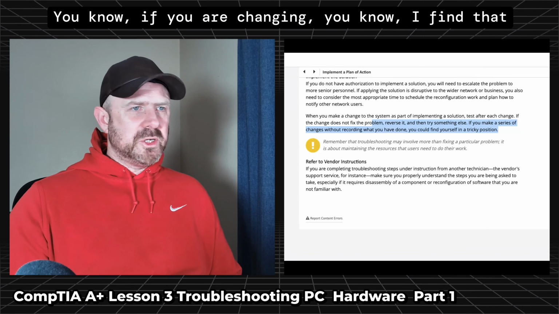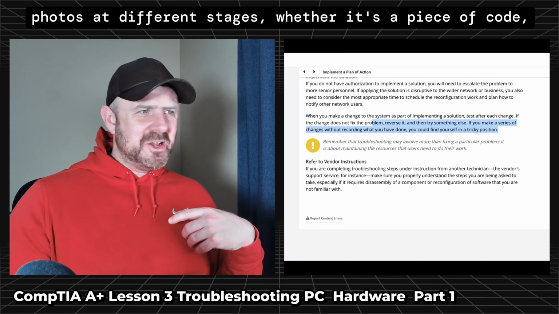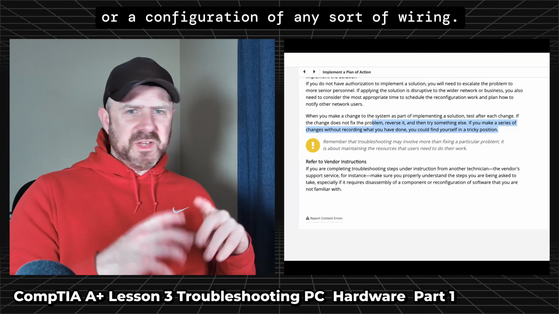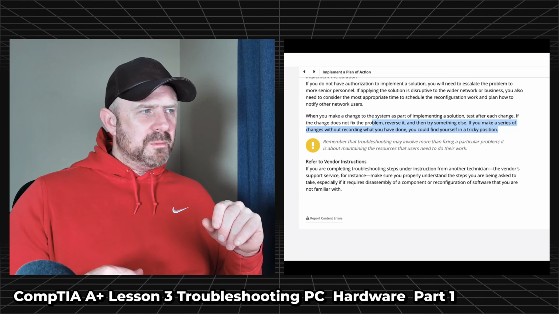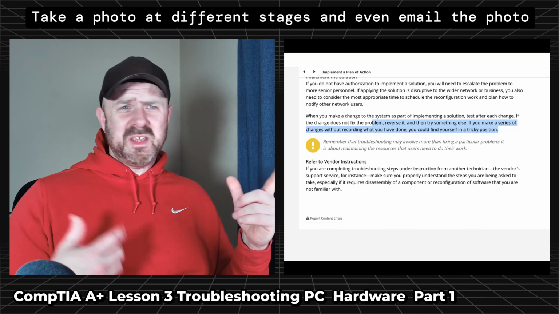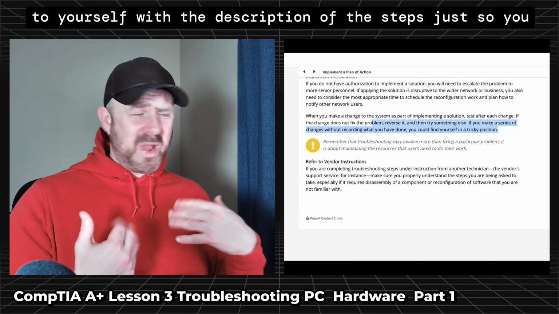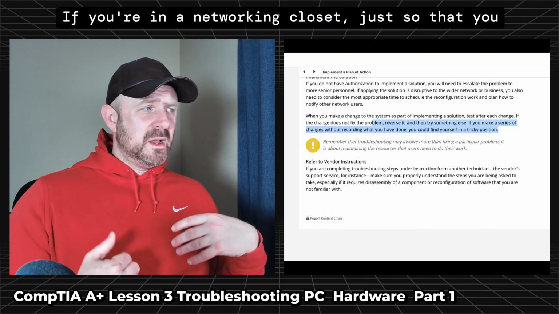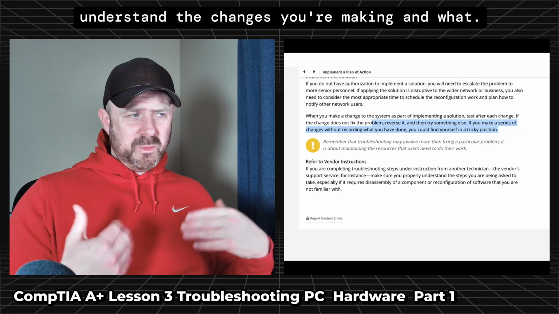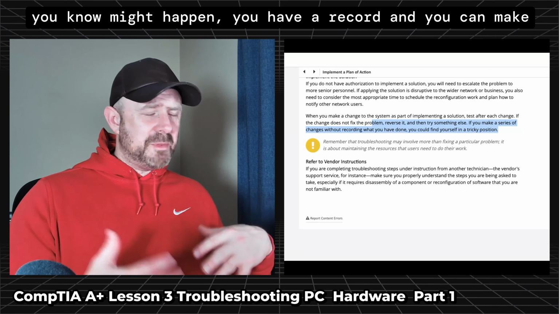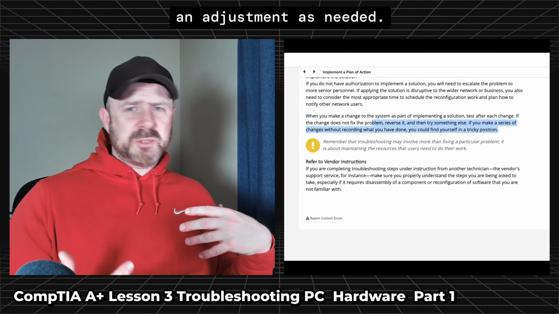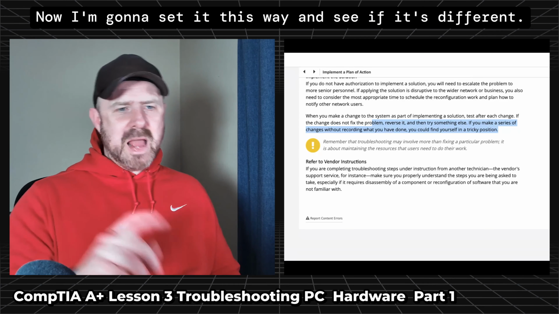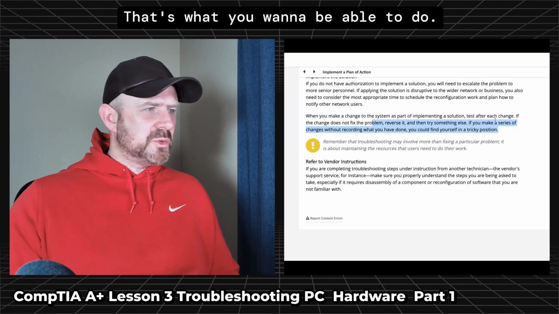I find that photos at different stages, whether it's a piece of code, whether it's off a screen or a configuration of any sort of wiring, take a photo at different stages and even email the photo to yourself with the description of the steps just so you have it. If you're in a networking closet, just so that you understand the changes you're making and what might happen, you have a record and you can make an adjustment as needed. And look back at the picture and say, okay, the first time I did this, I had it set this way. Now I'm going to set it this way and see if it's different. That's what you want to be able to do.